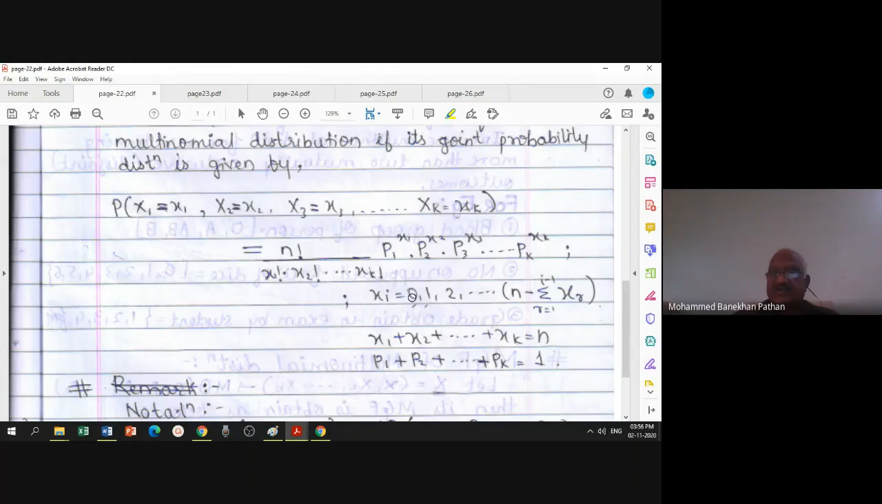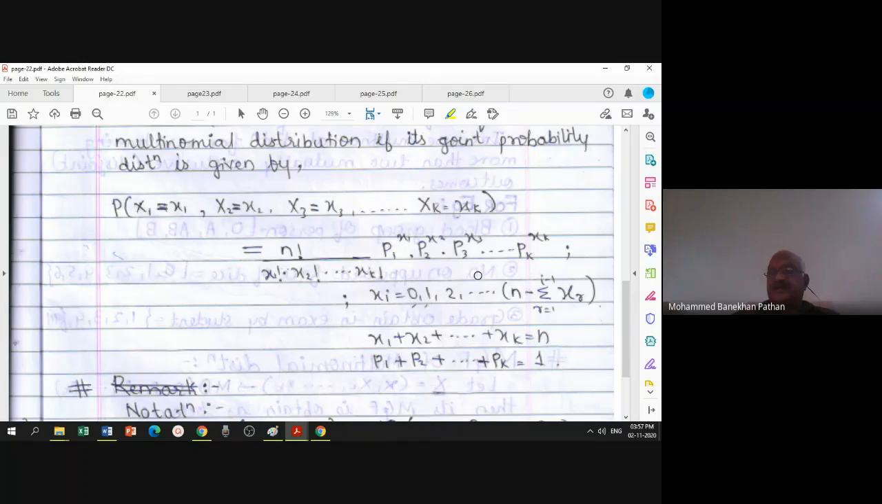In addition to this, we put a condition on the variables: x1 plus x2 dash dash xk. The total of all these k variables should be n. In addition, the total of probabilities p1 for x1, that means the chance of taking value x1 by capital X1, p1, p2, pk, the total probability should be 1.